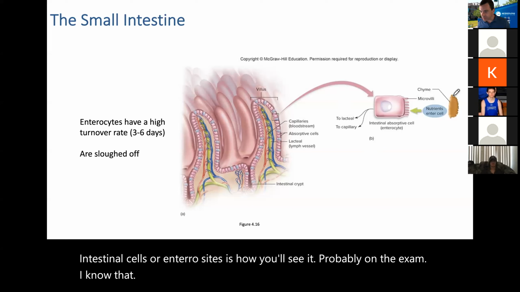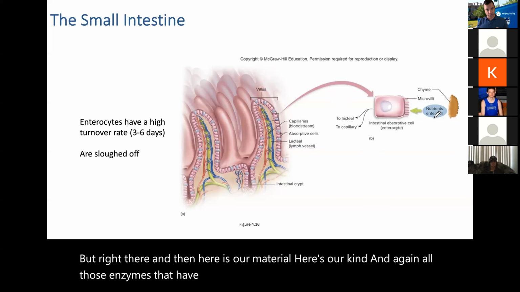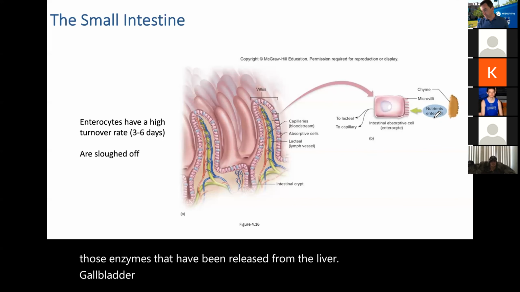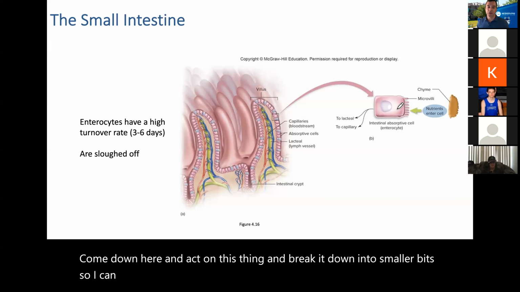But right there, and then here is our material. Here's our chyme. And again, all those enzymes that have been released from the liver, gallbladder, and pancreas come down here and act on this and break it down into smaller bits so absorption can occur.